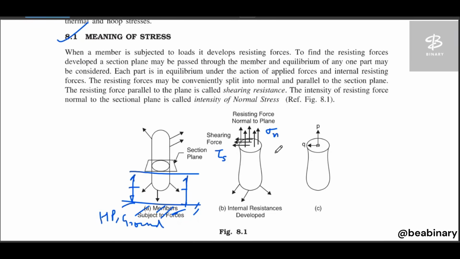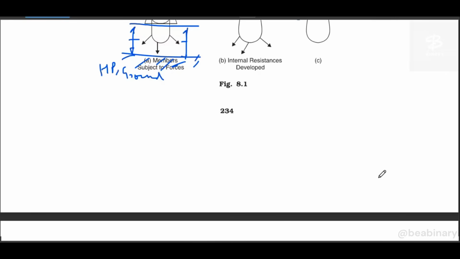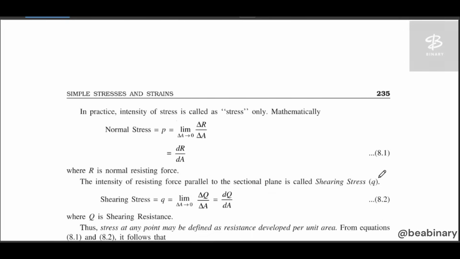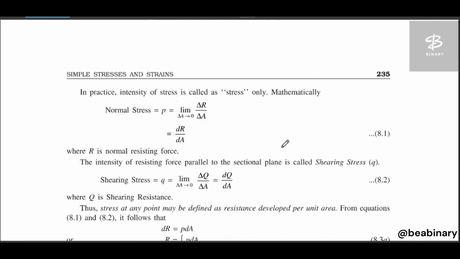So generally two stresses occur in these cases: the normal stress, sigma, and the shear stress, tau s, or simply tau. You can calculate the resultant stress; we will derive this formula in the forthcoming lectures. Now we want to calculate the normal stress and the shearing stress.